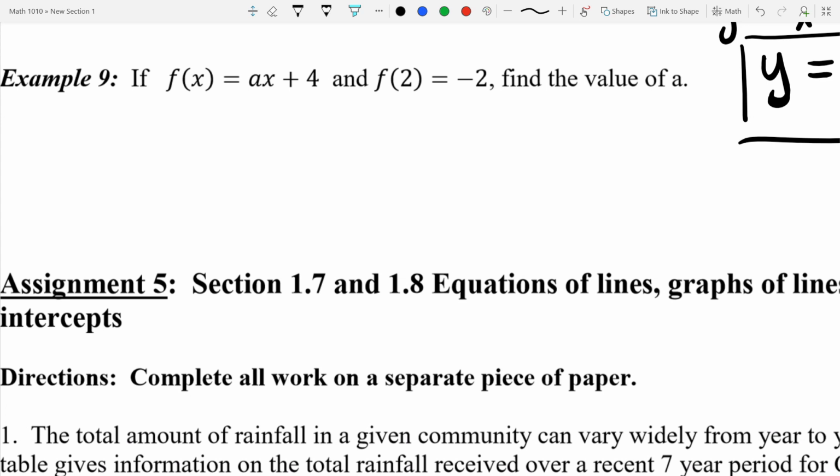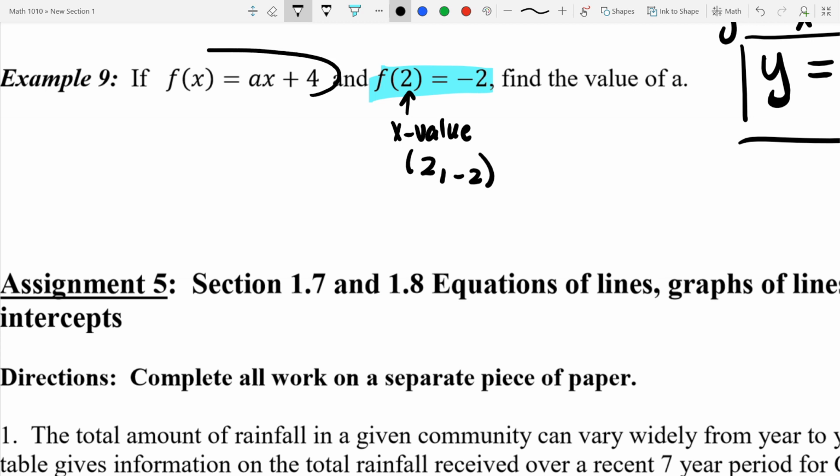Okay? Okay, last problem. If f of x is a times x plus 4, and f of 2 is negative 2, find the value of a. Everybody look right here. F of 2 equals negative 2. Put an arrow right there to that 2. Is that 2 an x value or a y value? That's an x value, so write down x value. So that blue that I just highlighted tells you that if x is 2, then y is a negative 2. Good, write that as an ordered pair.